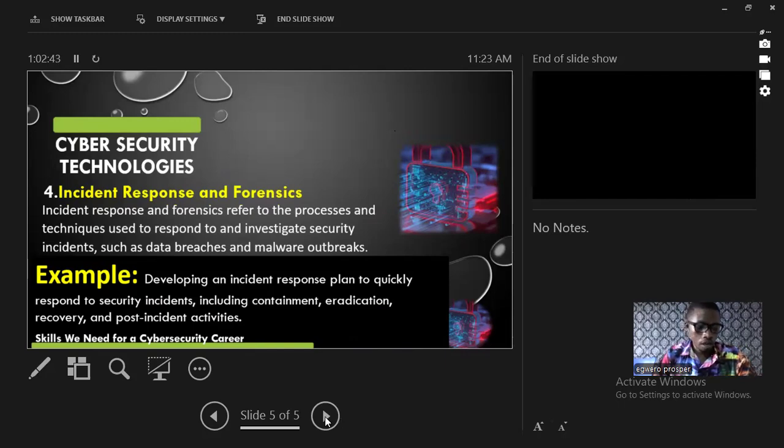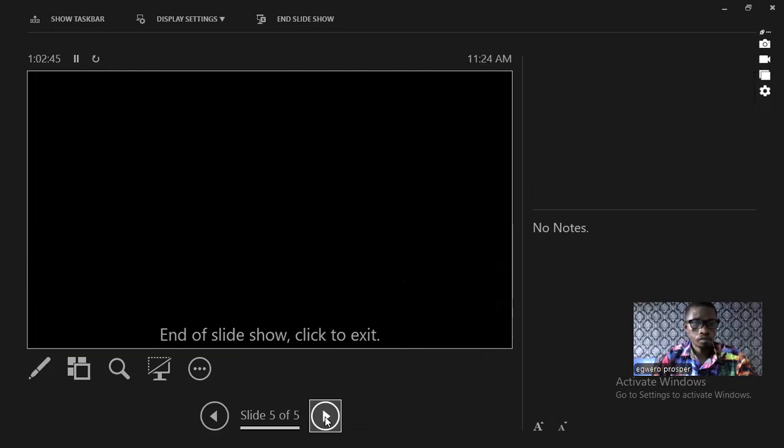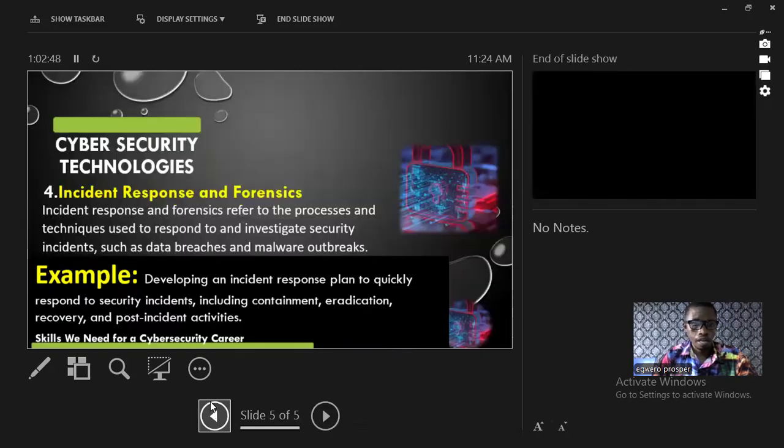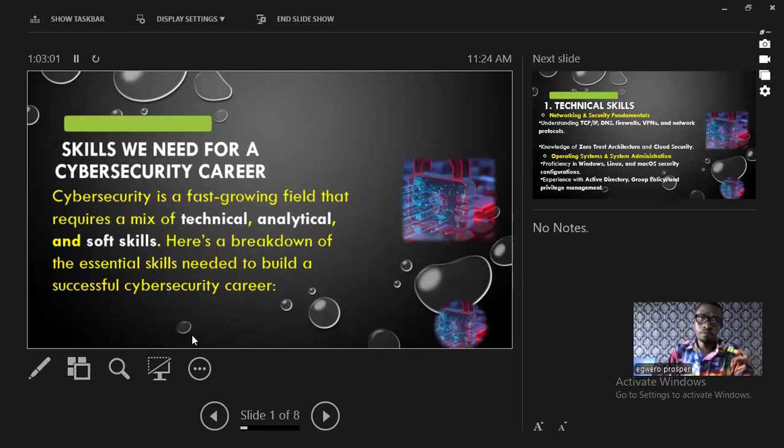Okay, so let's look at, I think that is all. So now let's quickly see, within the next few minutes, the skills we need for a cybersecurity career, now that we have concluded the technologies, so that you know the area you are to build yourself on. So as somebody who wants to go into cybersecurity, there are prescribed skills that you need to have.